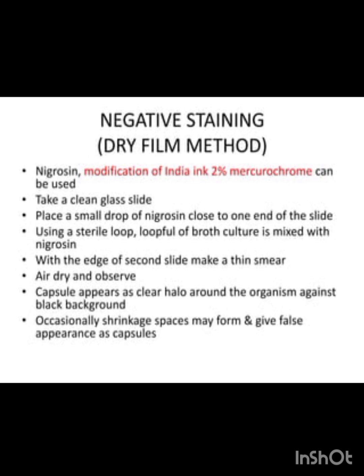Negative staining, that is the dry film method. In this method, we can use nigrosine, that is a modification of Indian ink, or 2% mercurochrome. For this negative staining, we will take a clean glass slide, then place a small drop of nigrosine close to one end of the slide, and using a sterile loop, a loopful of the liquid culture, means the broth culture, is mixed with the nigrosine dye. With the edge of a second slide, we make a thin smear, and then we will air dry the slide and observe under the microscope.